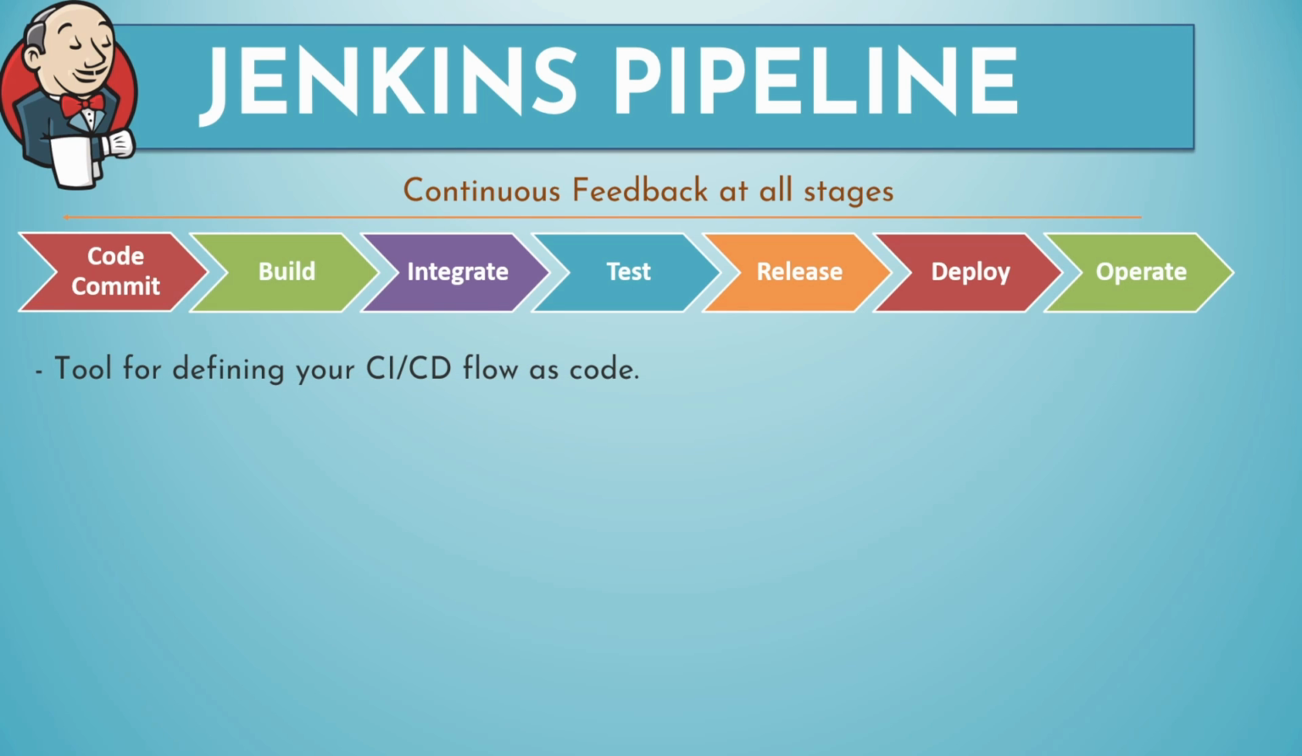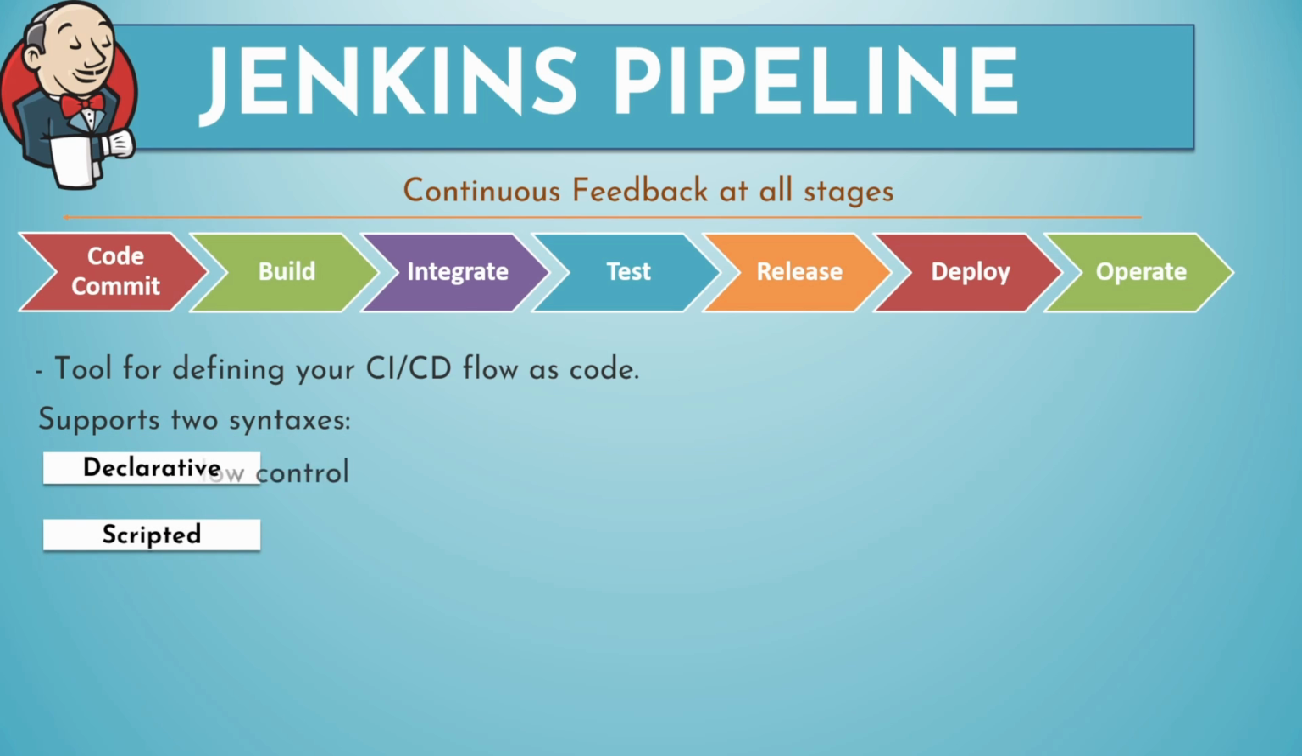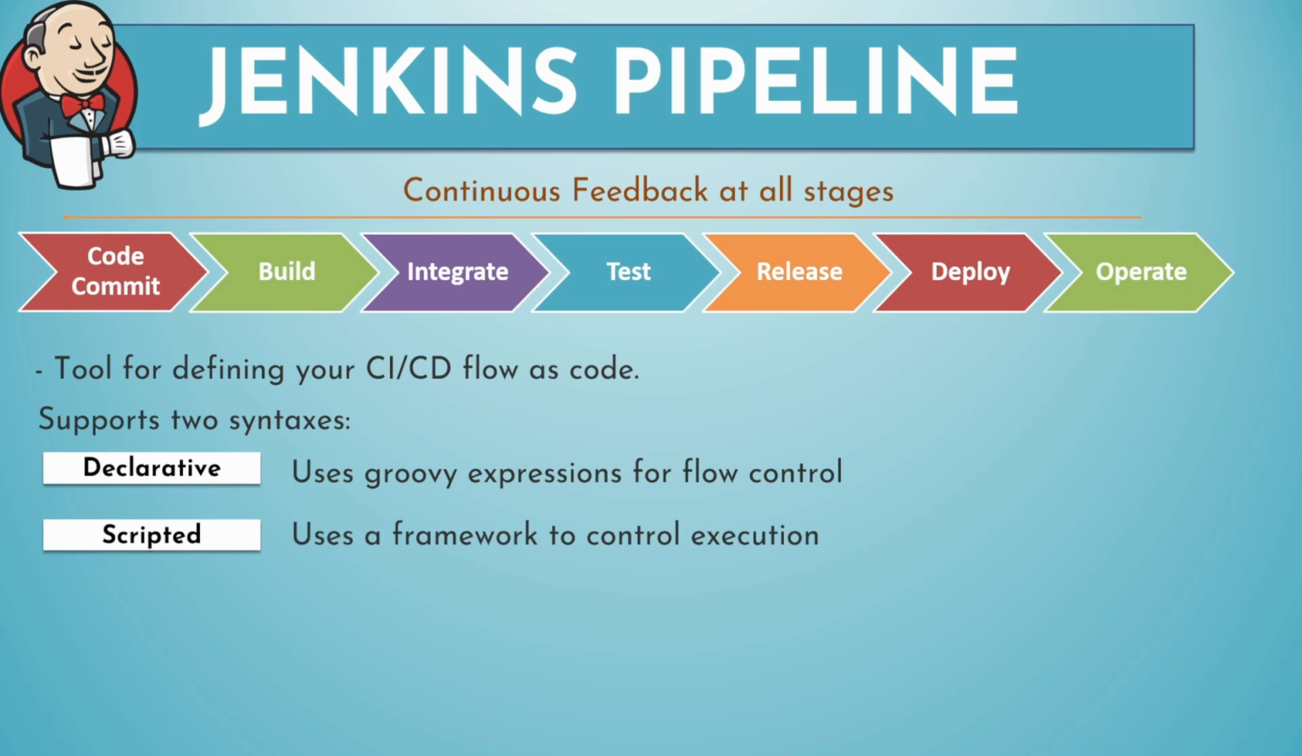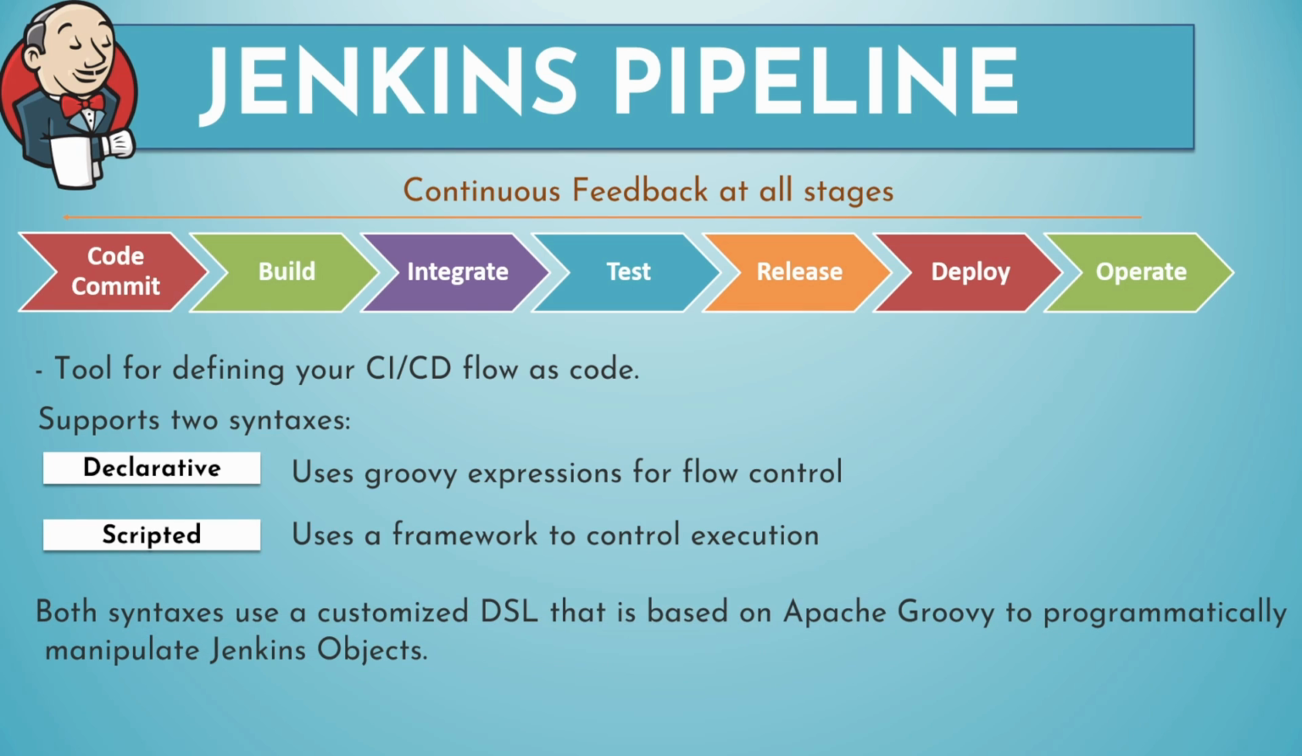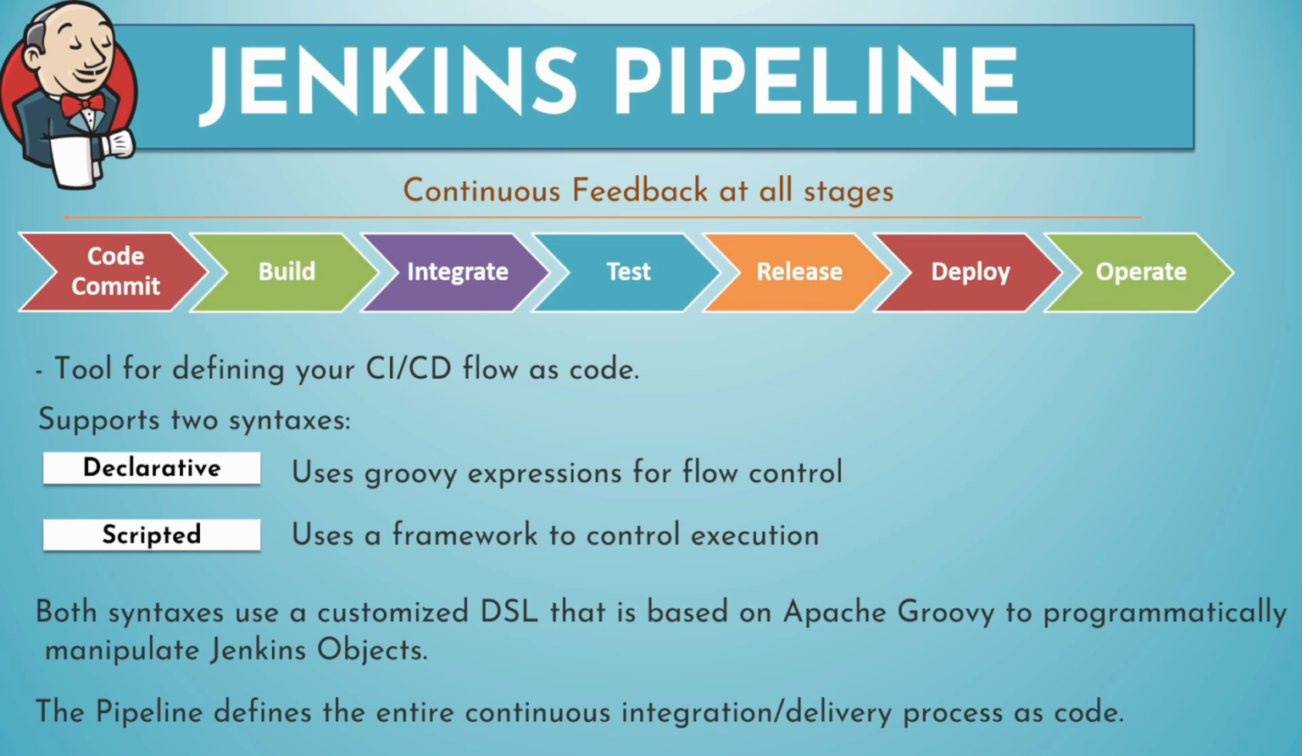So Jenkins pipeline as a code is generally a tool and a process for defining your CI/CD flow as a code. Jenkins pipeline supports two syntaxes: declarative syntax and scripted syntax. Declarative syntax uses Groovy expression for flow control. However, scripted pipeline syntax uses a framework to control execution. Both syntax uses a customized DSL that is based on Apache Groovy to programmatically manipulate Jenkins object. The pipeline defines the entire continuous integration and delivery process as a code.